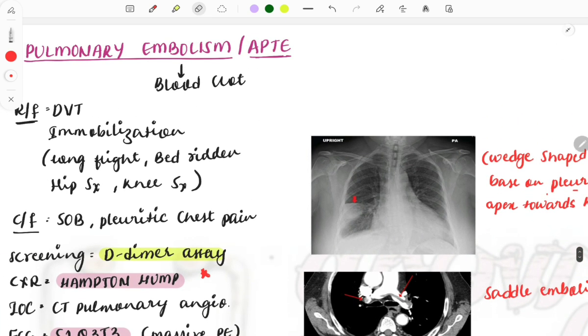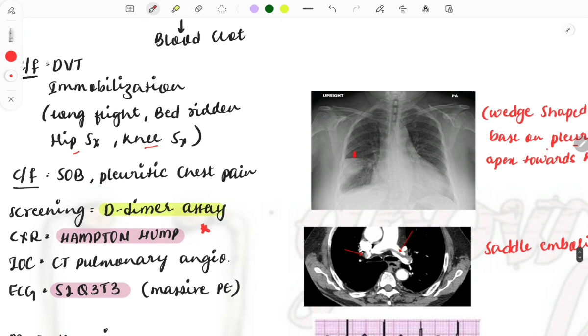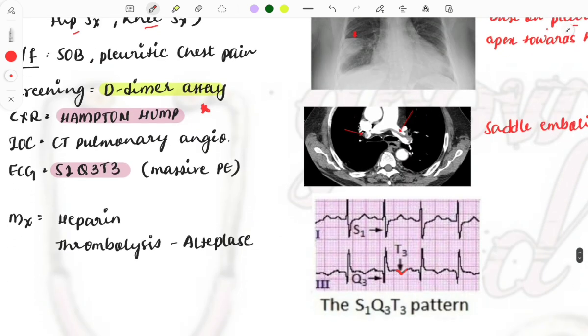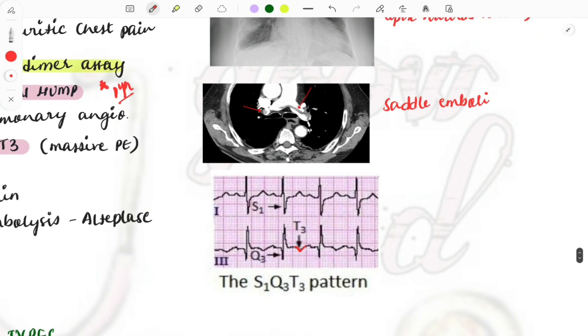So the risk factors are DVT, immobilization and hip or knee surgery, which can also be described in a clinical case. Shortness of breath, then screening D-dimer, and on chest X-ray you can see Hampton hump. A PYQ one-liner was asked: Hampton hump is seen in which of the following. The investigation of choice is CT pulmonary angiography, and you can see a saddle embolus here.